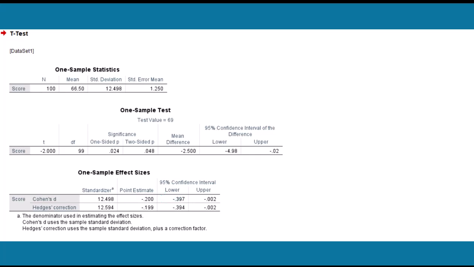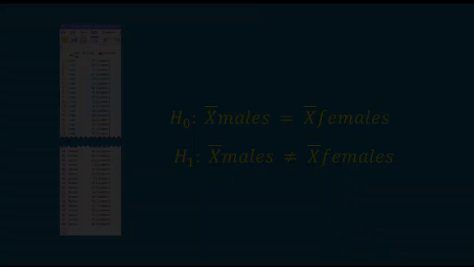It's worth pointing out that the sign of the point estimate doesn't really mean anything. Remember that the numerator for Cohen's d is simply the difference between the sample mean and the test value. The negative value here just indicates that the test value was subtracted from the sample mean rather than the other way around. Okay, let's look now at the output from an independent samples t-test.